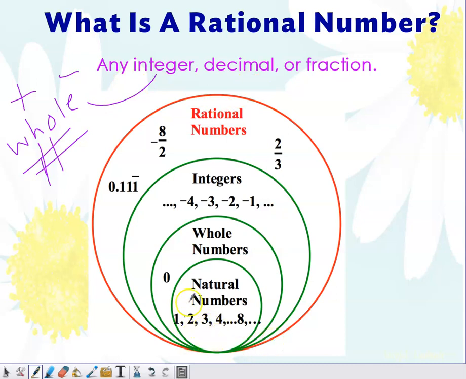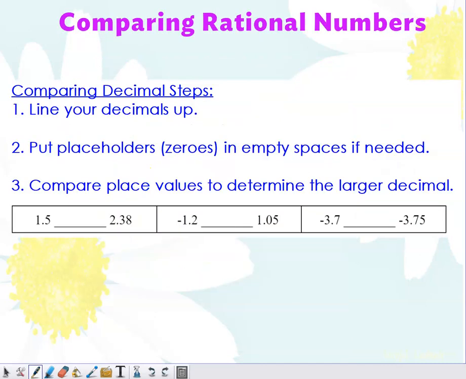So we have whole numbers here, and negative, so positive and negative numbers. And then rational numbers include all of it, including positive and negative fractions and decimals. So basically rational numbers are almost all kinds of numbers. We're including fractions and decimals now, and they can be positive or negative.